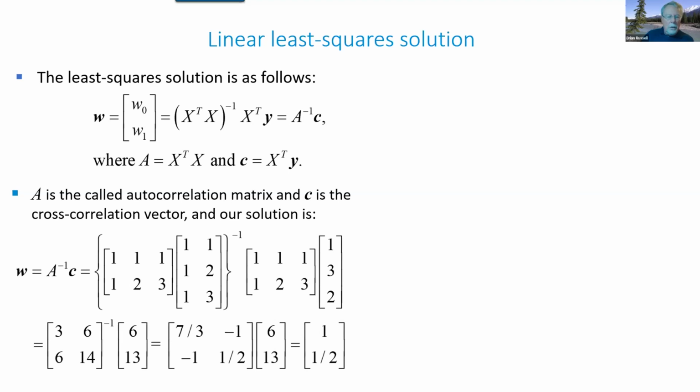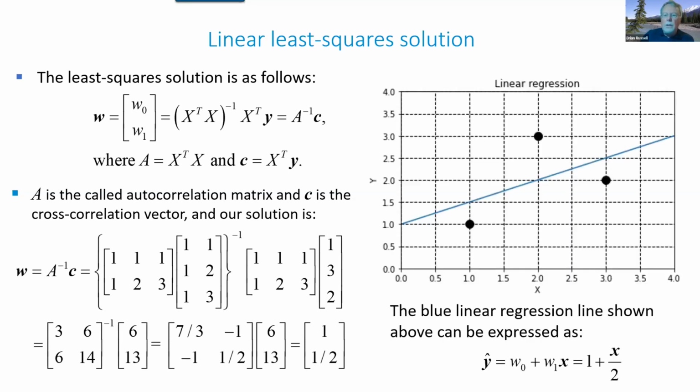If you're familiar with matrix algebra, you'll see I've done the thing explicitly, and we end up with weights of 1 and 1/2. So when I draw the regression line, the y hat is equal to 1 plus x over 2. Very simple regression line. So that's one way of writing the solution.